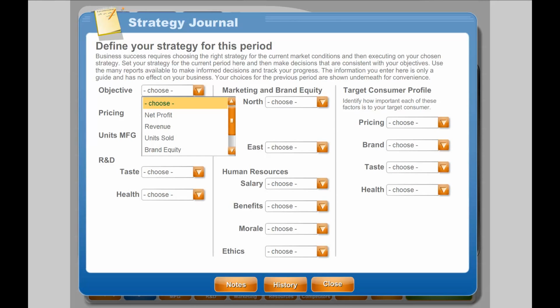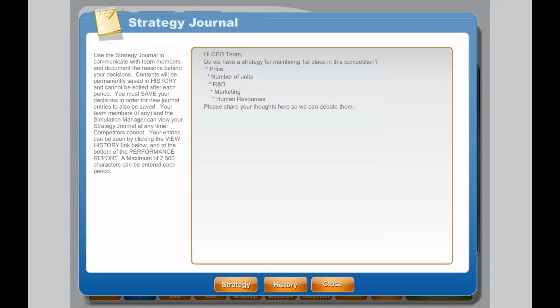Here, you must identify your strategic priorities for the current period by choosing an option from each of the drop-downs. The second part is the notes screen. Here, you can enter text to document your thinking. You can also use the notes section to communicate with your teammates asynchronously. It is not like real-time chat, but more of a discussion forum. Journal entries can be changed and saved up until the decision deadline, at which point the entries get locked and cannot be changed.